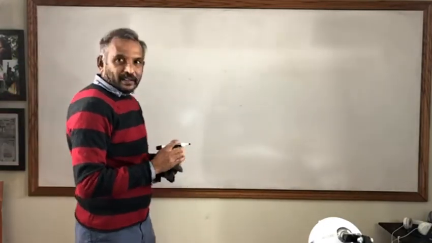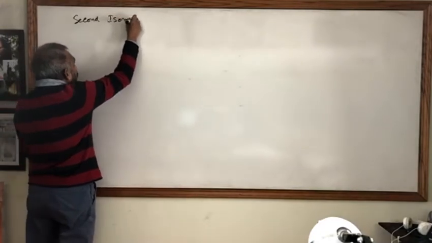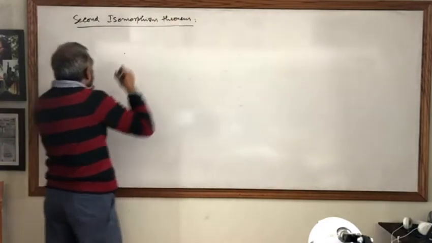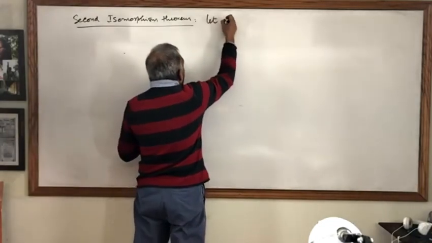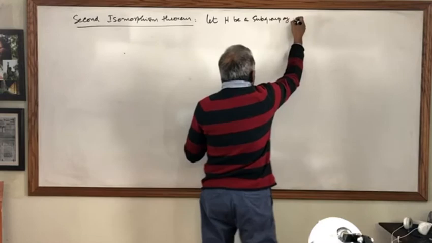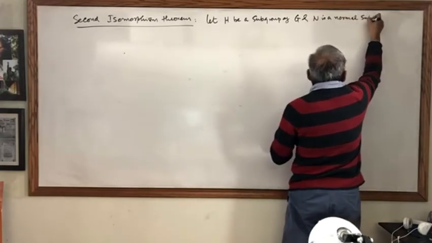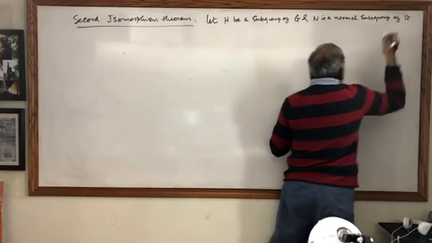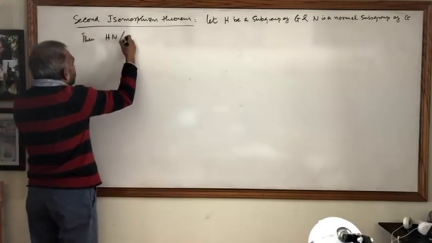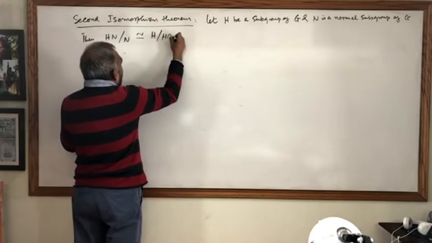Now we are ready for the second isomorphism theorem. Let H be a subgroup of G and N a normal subgroup of G. Then HN over N is isomorphic to H over H intersection N.